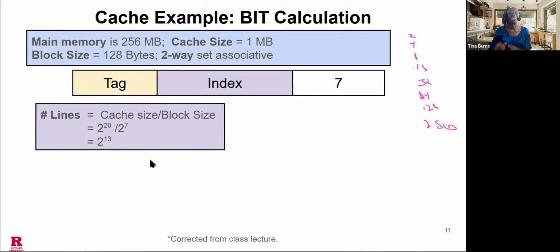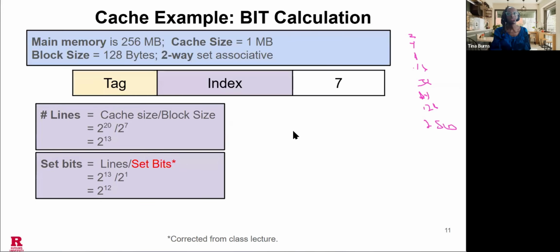One line is a unit, it's a set of blocks that you're using within the cache. So this is 1 megabyte, which is going to be 2 to the 20. If I divide that by my block size, then I can get the number of bits represented for my lines. And that's going to be 2 to the 13.